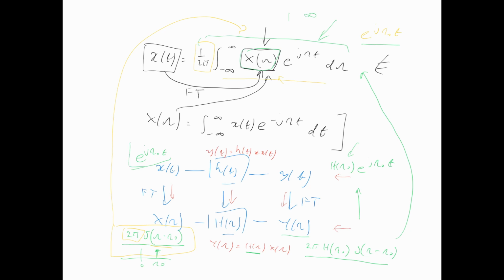If the input is e to the j omega naught t, the output is e to the j omega naught t with its magnitude and phase altered by H of omega naught. Everything fits together as it ought.